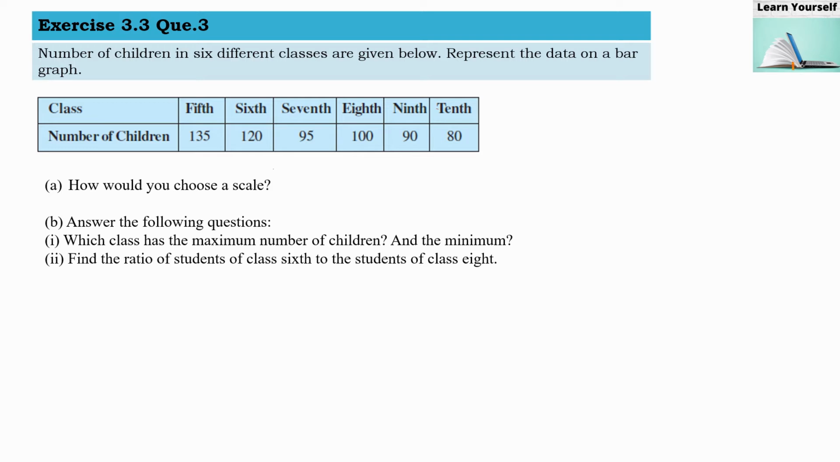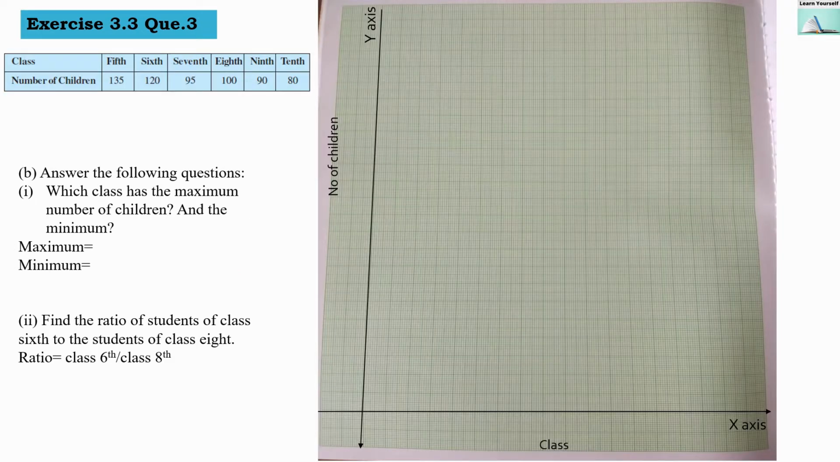The first question is, how would you choose a scale? So we have to draw a bar graph based on this table. So let us first draw a bar graph and then we will answer the questions based on that bar graph. So this is my y-axis and this is my x-axis. On the y-axis, I am going to take the number of children, and for that I have to see the scale. As you can see here, the minimum reading is 80 and the maximum reading is 135. So my graph will start from 80 and it will go till 135.